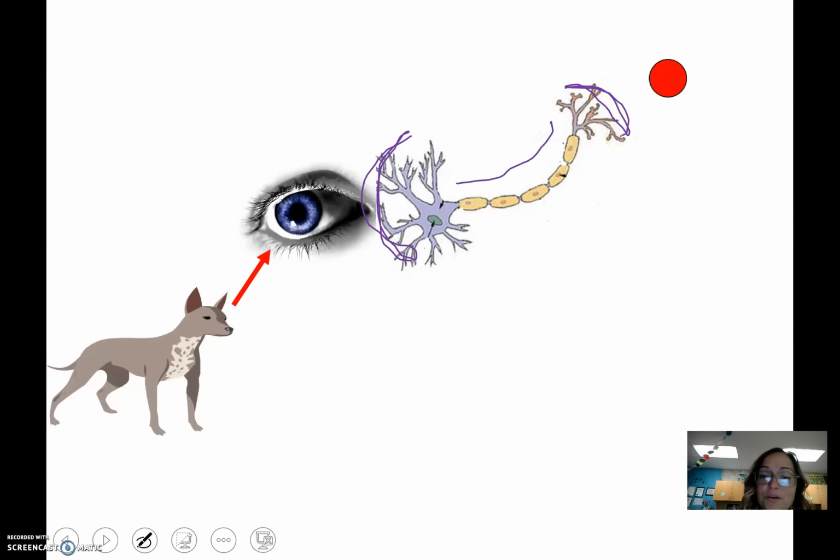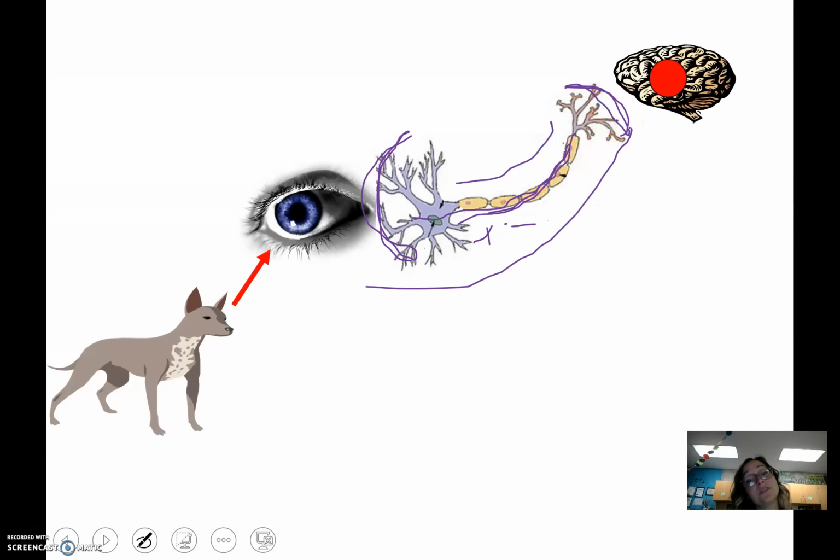Now, a red circle, or like a molecule, doesn't directly flow through. You have changes in charge along the axon, and that's what we're going to see in class. But the impulse, the action potential, the message does travel down the axon. And so it reaches the brain.